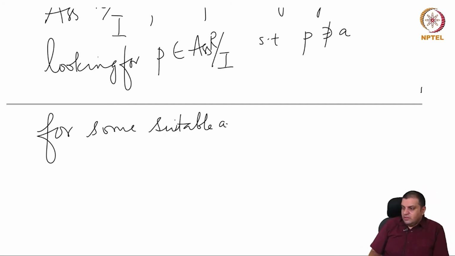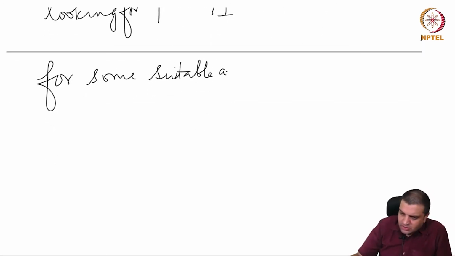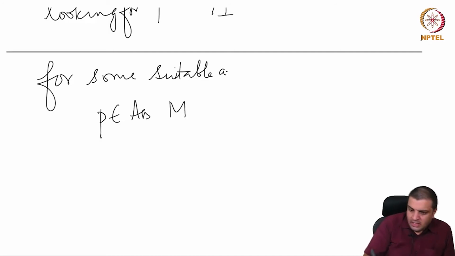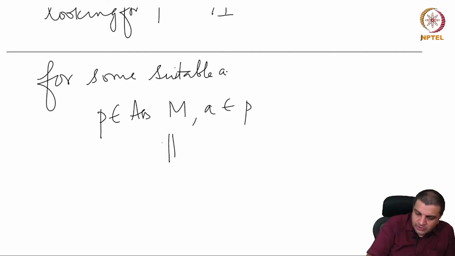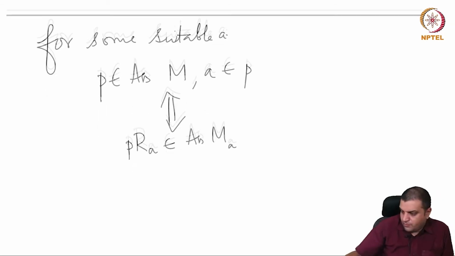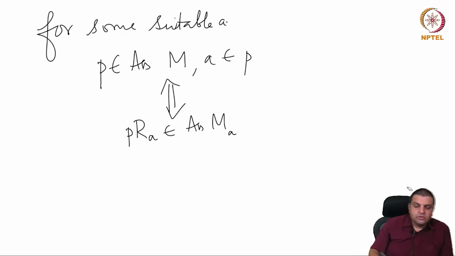How did we know this thing? P is associated to M, and A is not inside P, this we saw last time, if and only if P R_A is associated to M localized at A. Okay, this is one strategy.